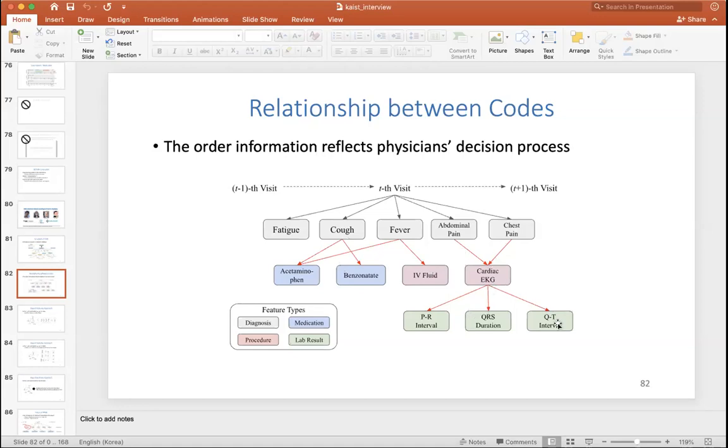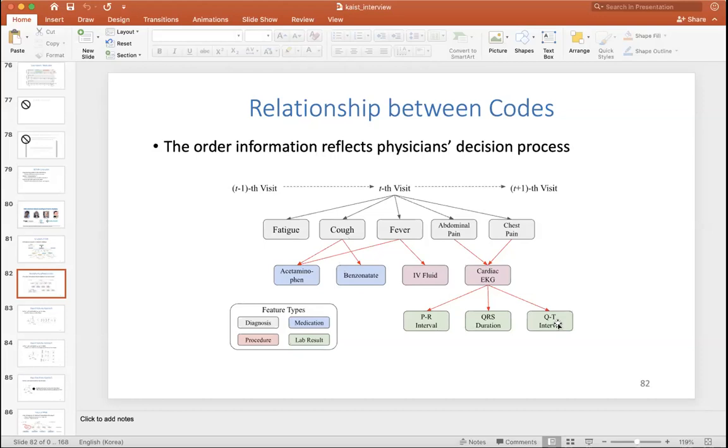These red arrows indicate why certain things were given and ordered. That reflects the physician's thought process, like, because of fever, I'm going to give this patient an IV fluid, which is completely different from, this patient has chest pain, so I'm going to give them an IV fluid.